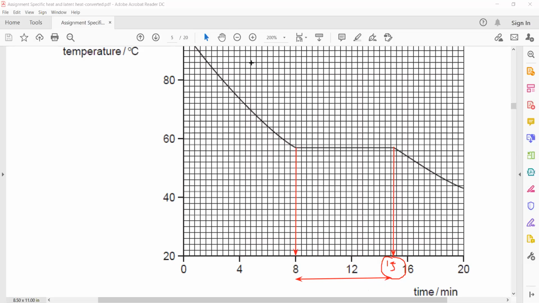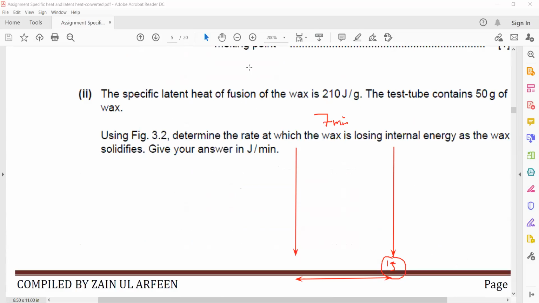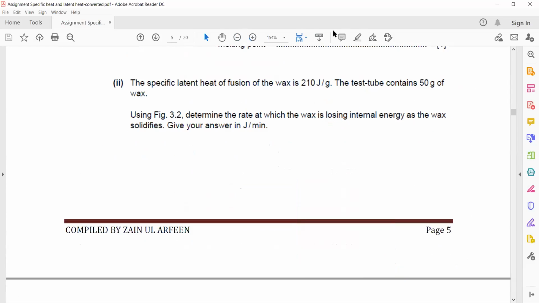So it took 7 minutes to solidify. And we need how much energy per minute? Because in the question, they ask how much energy is changed every minute. So the energy was 10,500. And the time should be in minutes, because you need your answer in joules per minute. So time is 7 minutes.